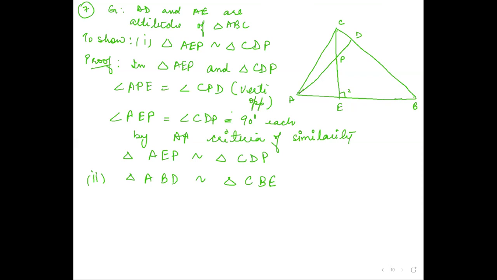Yes, so ABD means this one, right? And CBE is this one. So which criteria can I use here? Let us take the two triangles first of all. So in triangle ABD and triangle CBE, yes, Rida.